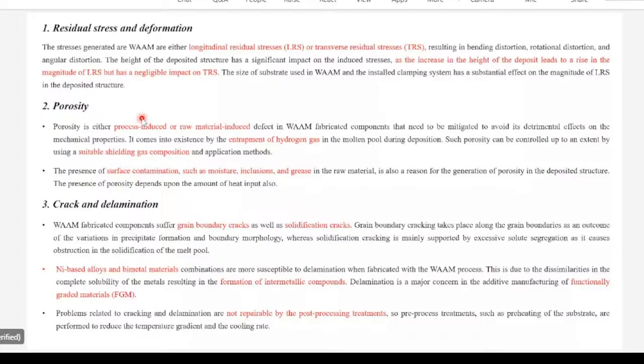Porosity, we have already discussed the major things: entrapment of hydrogen gases and suitable gas composition. We can use pure argon if we are going for stainless steel or aluminum, 99.99% pure argon. Then we can reduce the porosity level, or we can make the flow rate 15 or 16 to 20 liters per minute. Then we can possibly reduce it. Crack and delamination we have already discussed.